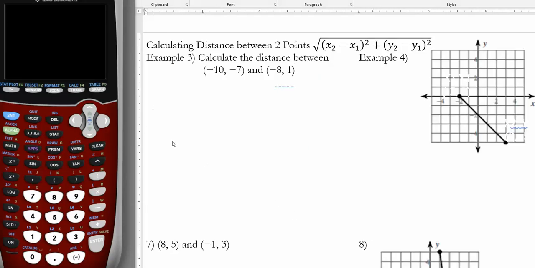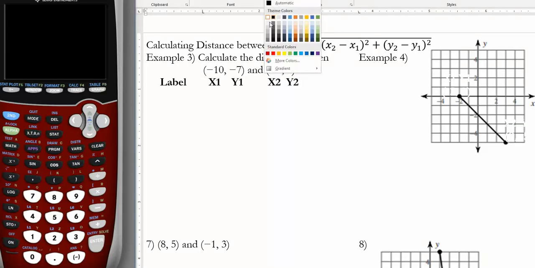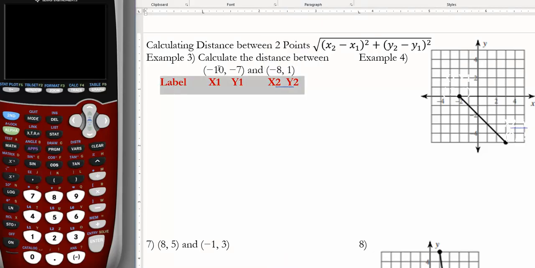So the next set of problems we're going to work on are distance formula. And again, just like with midpoint, the first thing we have to do is label. So we label our coordinates x1, y1, x2, y2, and then substitute our values into our formula.